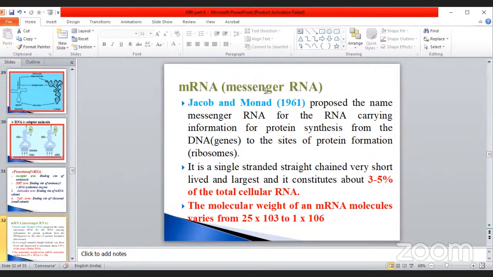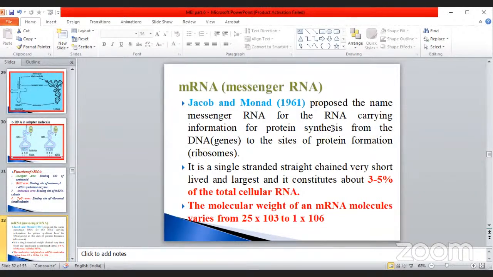What is the meaning of messenger RNA? Once again, the message for synthesizing particular amino acids, a particular protein molecule, is present in the RNA. That's why it is called mRNA. This was first proposed by the scientists Jacob and Monod in the year 1961, who proposed the name messenger RNA for the RNA carrying information for protein synthesis.